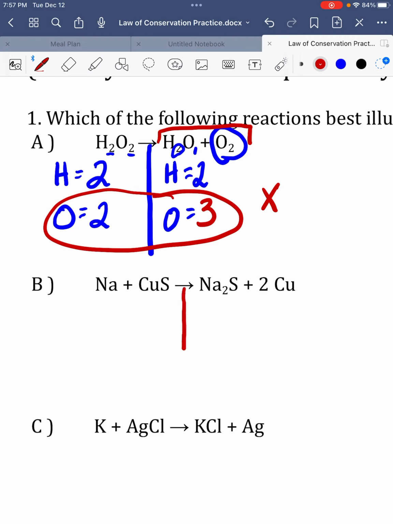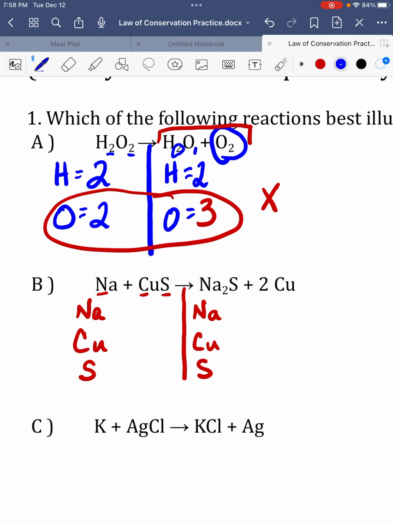All right, we're going to go ahead and do the same thing on the next problem. Again, you're going to list each element. Remember, if there's a capital letter and a lowercase letter, that means that is one element. It's a new element every time I see a capital letter. So I've got Na, Cu, and S. And I like to write these in the same order so that when I'm comparing them, it's easier to check to see if they match or not.